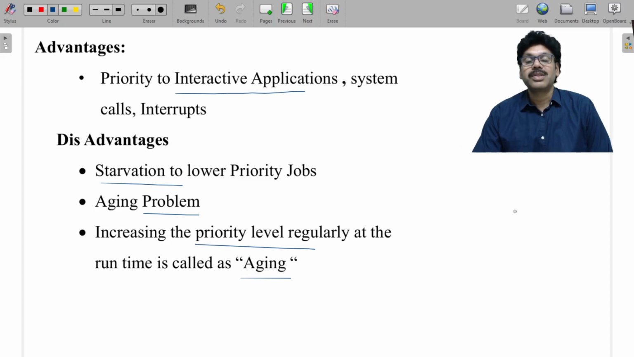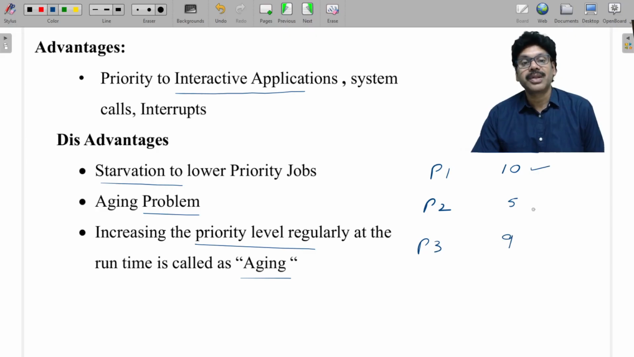So what is the advantage with aging? For example, there is a process P1 with priority 10 and process P2 with priority 5, and one more process P3 with priority 9. In this case, first P1 will be executed, then P3 will be executed, and later P2 is given a chance.